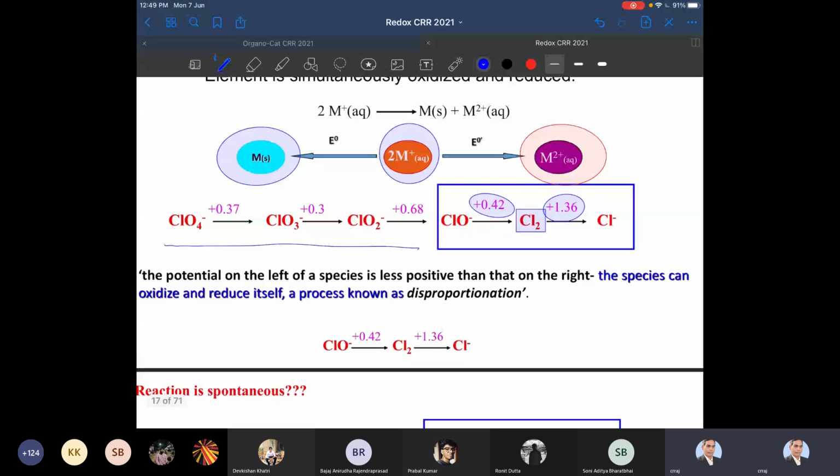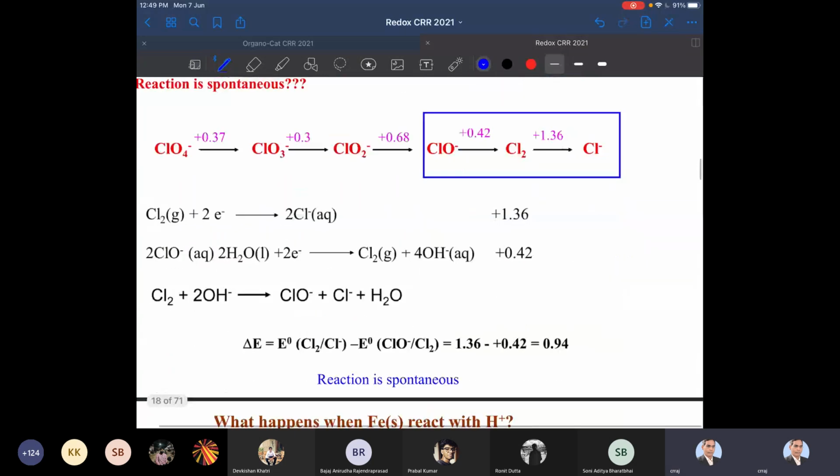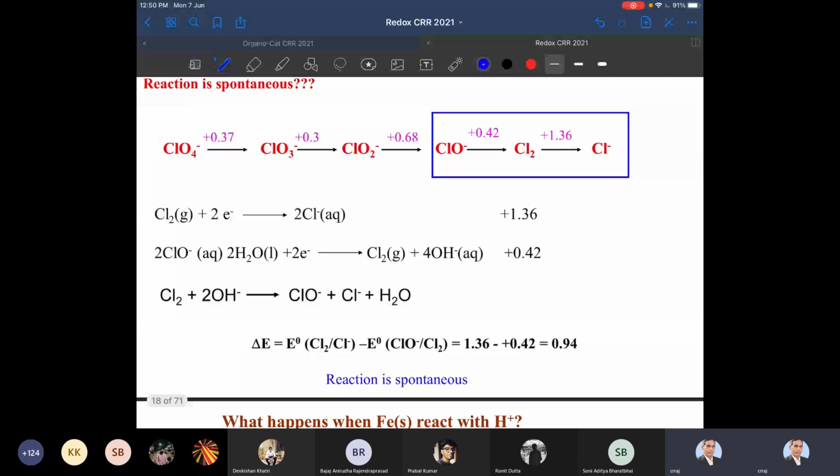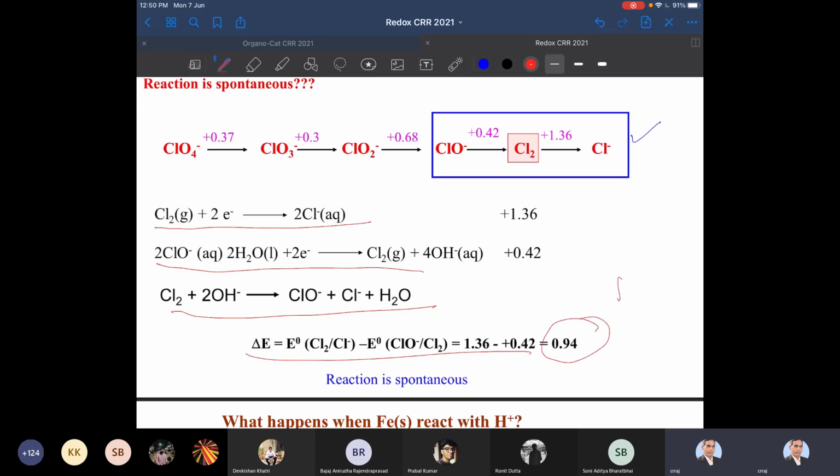Now, whether it is spontaneous or not, we should prove that. Right, next slide, you see here. It is thermodynamically feasible. Now, this is the couple, the blue colored rectangle. That is the species we are talking about. I am saying that the Cl2 in the middle undergoes disproportionation reaction. Okay. Now you see here Cl2 to Cl minus, this is the potential. ClO minus to Cl2, this is the potential. Now go here. The potential E0 is positive. As a result, the reaction is spontaneous.